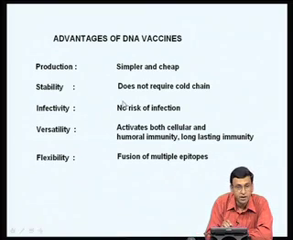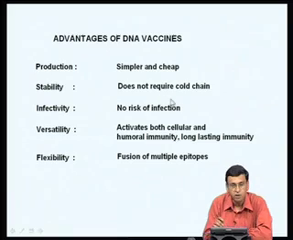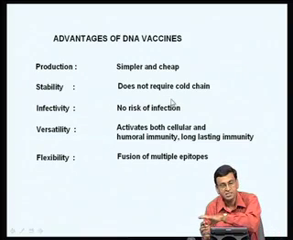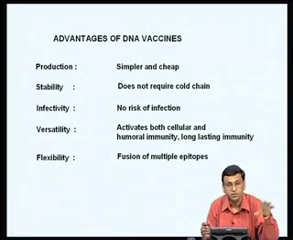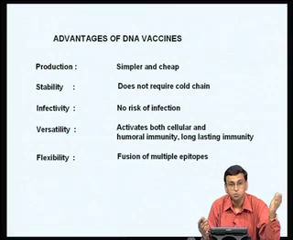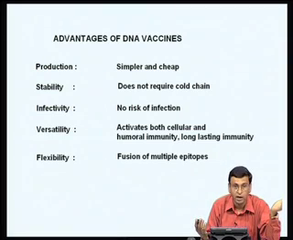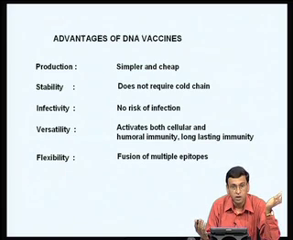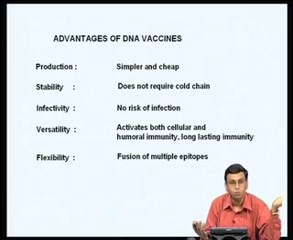The other important advantage of DNA vaccine is that it does not require a cold chain. All the other vaccines that I talked about so far have to be refrigerated, whereas DNA is much more stable than proteins or inactivated or live attenuated viruses. So, plasmid DNA need not be stored in the cold chain or refrigerator. So, it can be stored at room temperature.